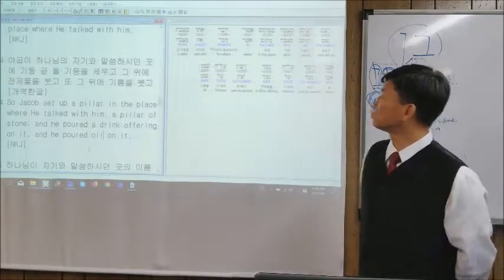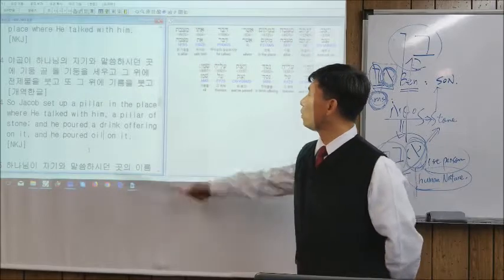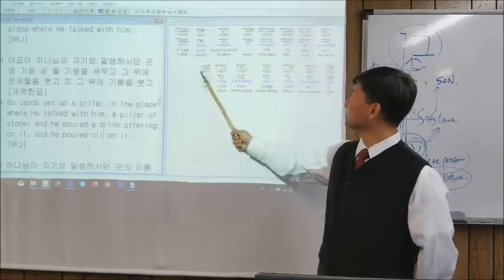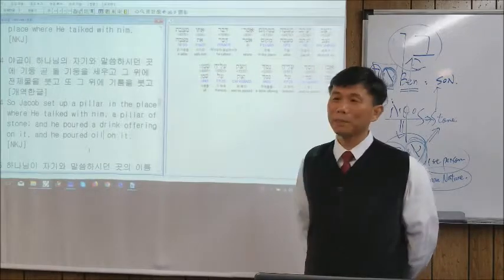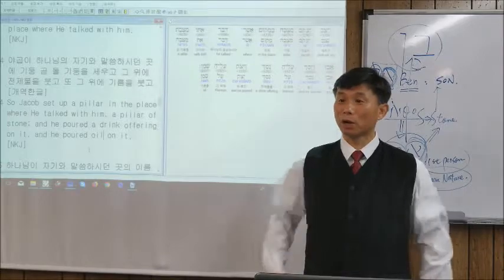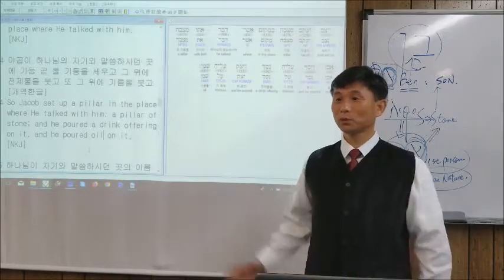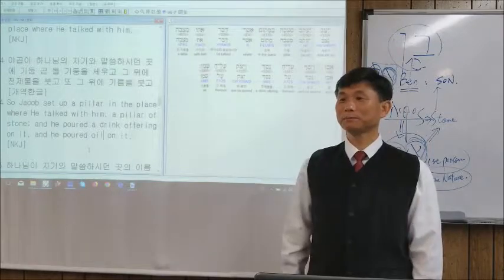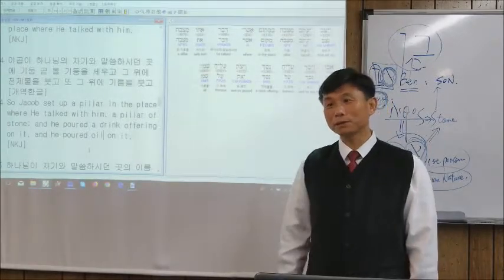And he poured a drink offering on it and poured oil on the stone. Then what is oil? Shemen. Shemen is oil. Chrisma. Christos. Chrisma is rubbed with oil. So he poured the Christos, the knowledge of God, the wisdom of God. Then obviously he becomes the son.